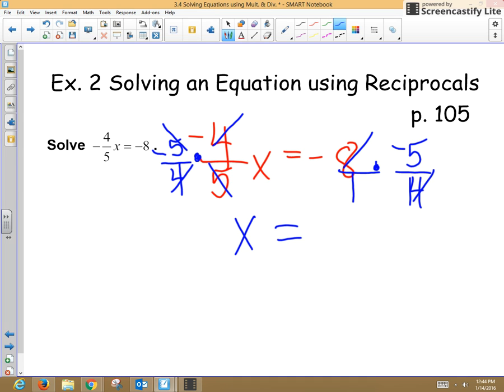4 divided by 4 is 1. 8 divided by 4 is 2. So now I have 2 times negative 2. Don't forget the negative here. Negative 2 times negative 5 makes positive 10 over 1, which is simply just 10.